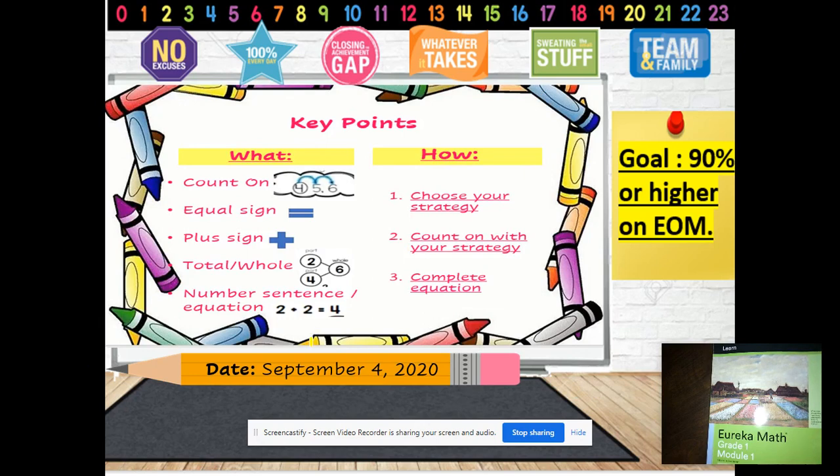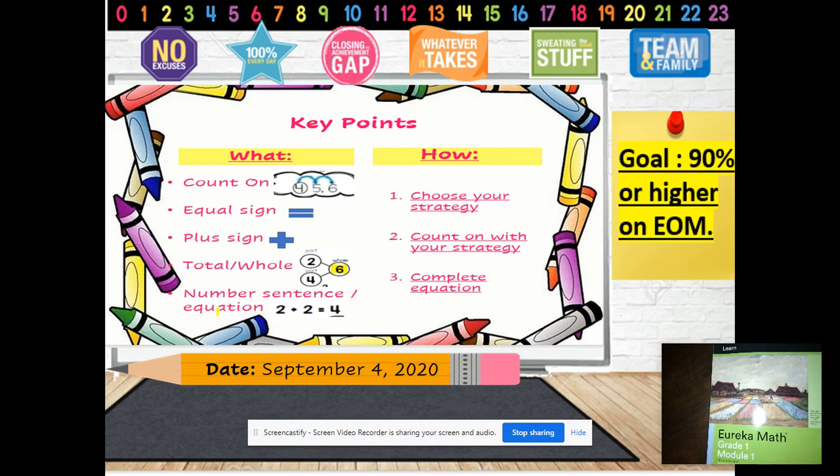Our key points are what? What do we need to know to be successful? We need to know how to count, what count on is, right? We also need to know about the equal sign. And this is an equal sign. Our plus sign, this is a plus sign. And we need to know about total or our whole number. And in our number bond, our total is here, or our whole number, right here in yellow.